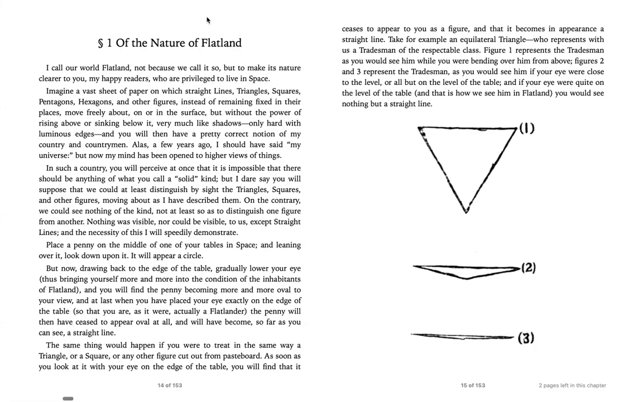The same thing would happen if you were to treat in the same way a triangle or a square or any other figure cut from pasteboard. As soon as you look at it with your eye on the edge of the table, you'll find that it ceases to appear to you as a figure, and then it becomes in appearance a straight line. Take, for example, an equilateral triangle, who represents with us a tradesman of the respectable class. Figure 1 represents the tradesman as you would see him while you are bending over him from above. Figures 2 and 3 represent the tradesman as you would see him if your eye were close to the level, or all but on the level of the table, and if your eye were quite on the level of the table, and that is how we see him in Flatland, you would see nothing but a straight line.